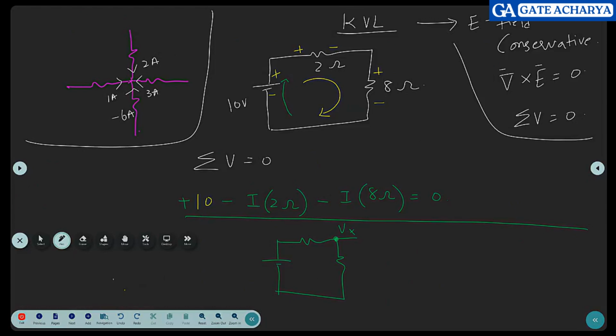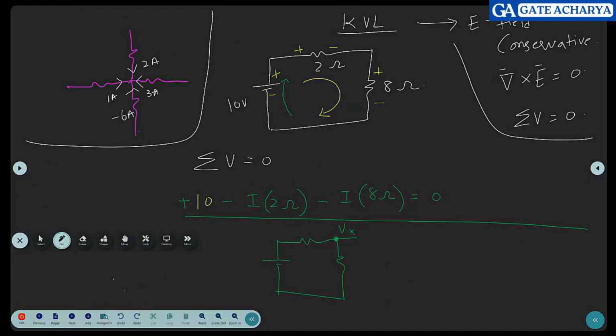How many branches are there in it? 2 branches. This is just a wire length. Leave it. There are only 2 branches. So for 2 branches, you'll have to write KCL: I1 plus I2 equal to 0. So how will you write it?